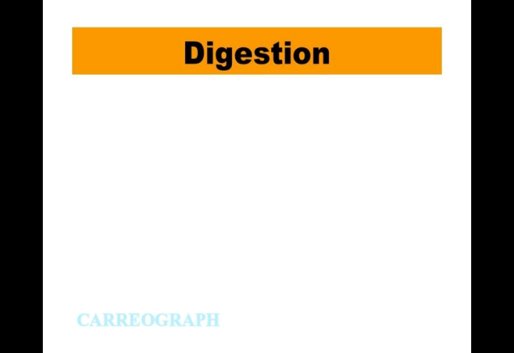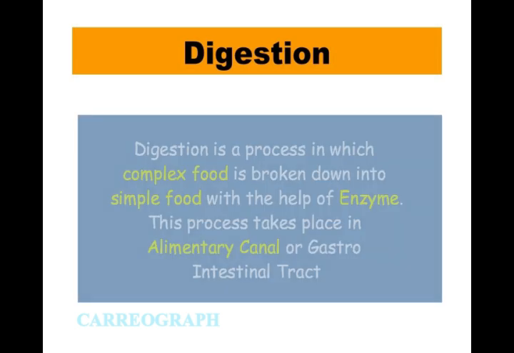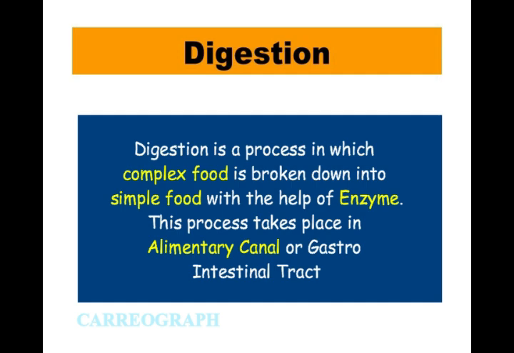Now friends, we will see what is digestion. See, digestion is the process in which complex food is broken down into simple food with the help of enzymes, and this process takes place in the alimentary canal or gastrointestinal tract or alimentary tract.